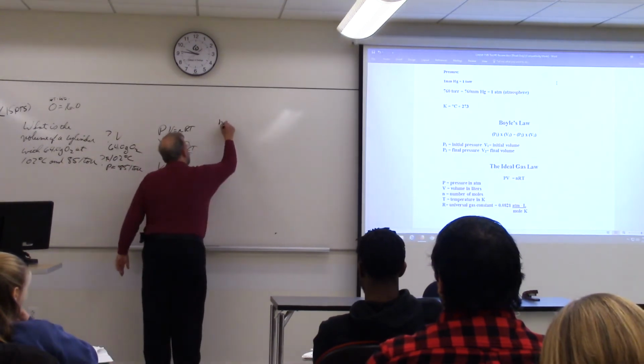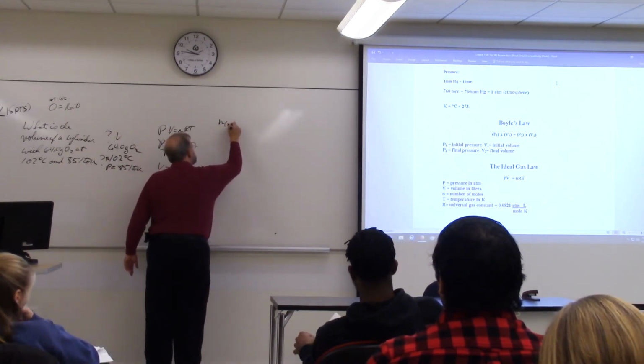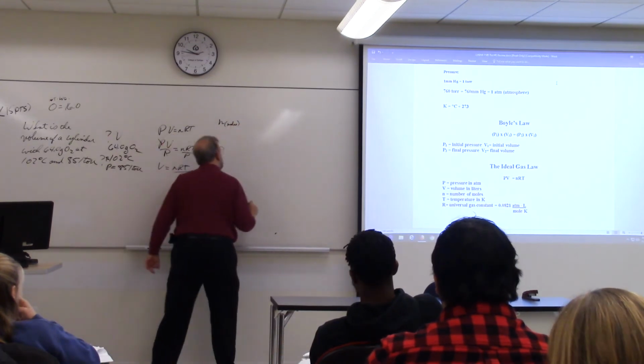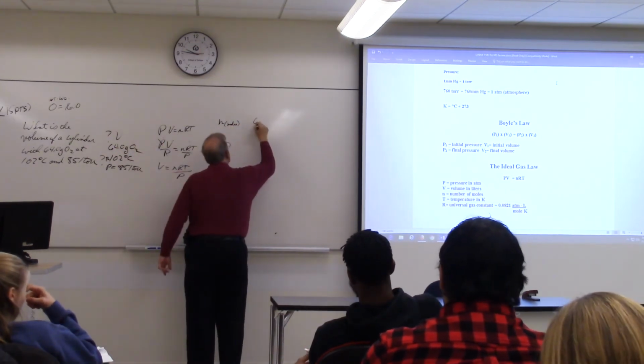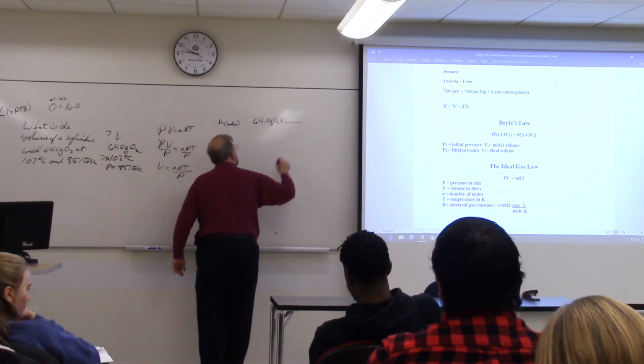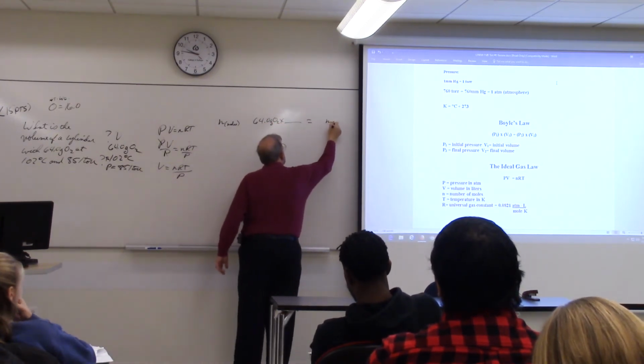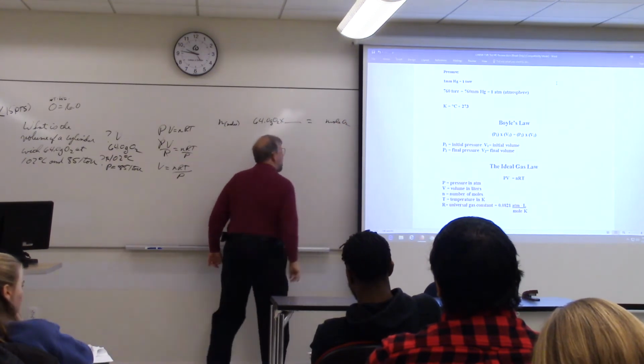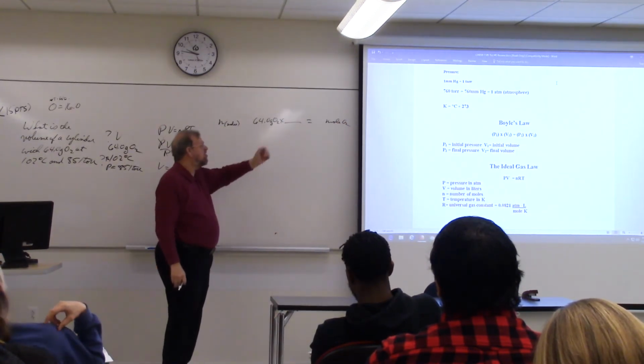So let's find N, which is moles. And what we have is 64.0 grams of O2. We want to get the moles of oxygen.